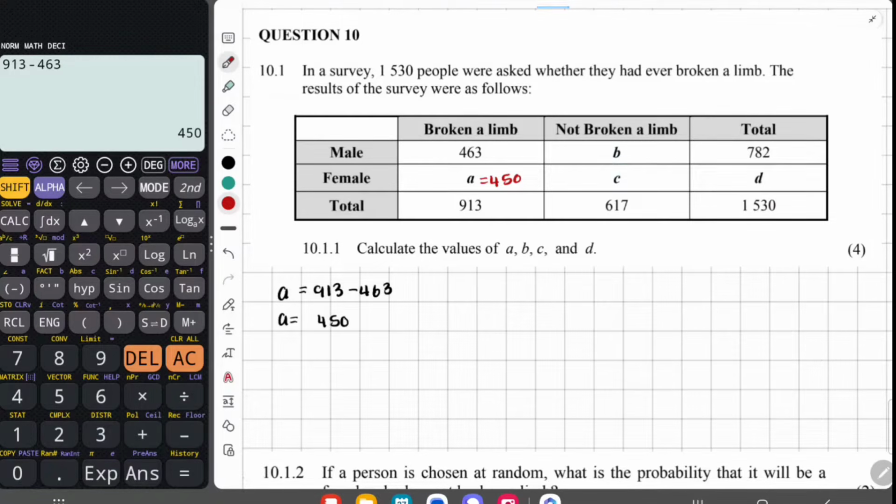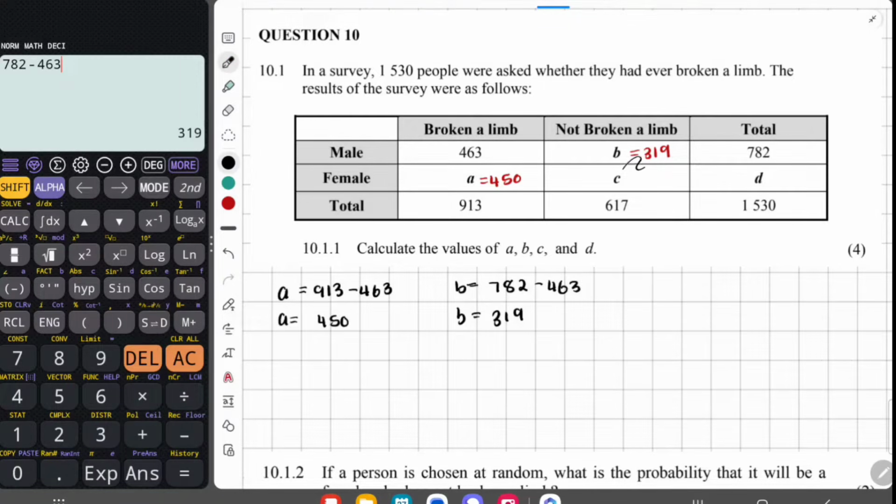So to find B, if you take this 463 and you add it to B, you will get that. So that means B would be equal to this total, 782, minus this 463 to get B. And let's see what that gives us. B is equal to 319. So we have B as 319. It's always good to fill it in as you're going on.